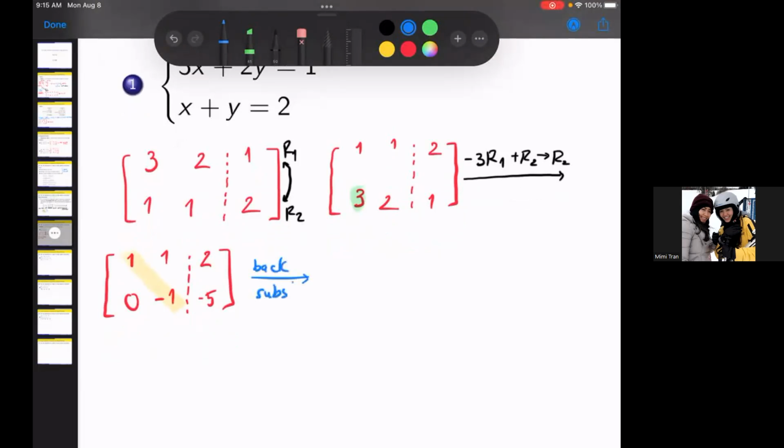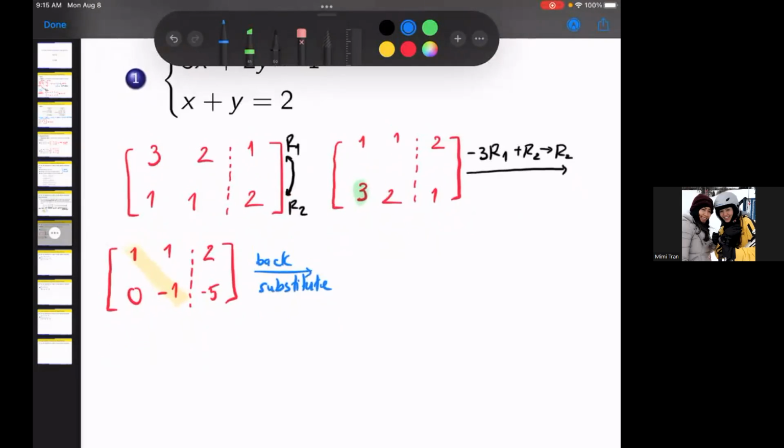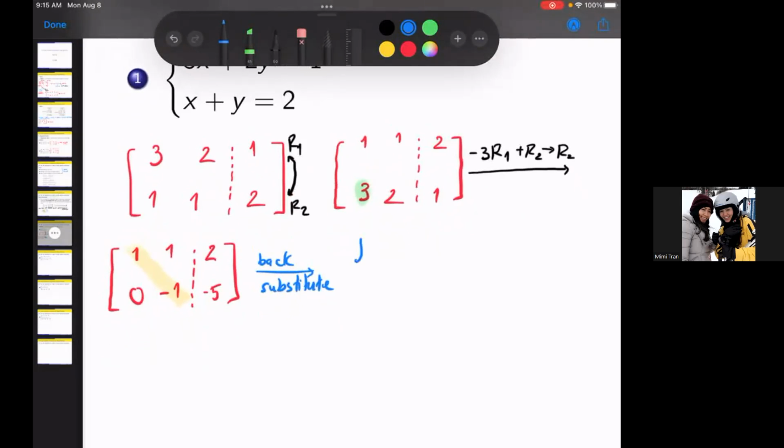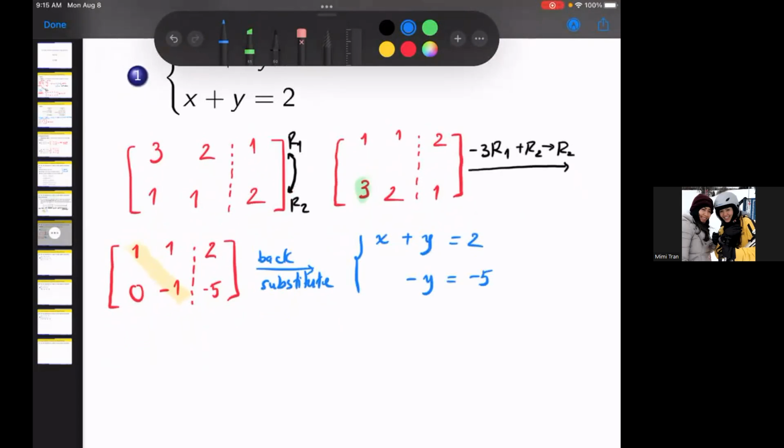What does that mean? Back substitute means you plug x and y back in. So I'm going to change it into a system of equations. 1, 1, 2 is 1x plus 1y equals 2. And on the bottom is 0x, I'm not going to write it, -1y or -y equals -5. And right away you have y. So y equals 5. Now you can substitute 5 back here.